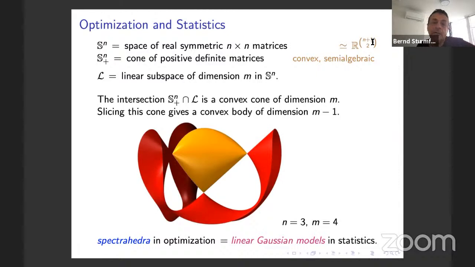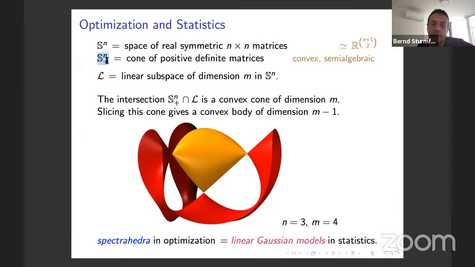Now, among those matrices, the ones that are most interesting to us are those where all the eigenvalues are strictly positive. And I'm going to write Sn plus for the set of these matrices. So these are matrices whose n eigenvalues are positive real numbers. Those are called positive definite matrices. Now this set is a convex cone, right?